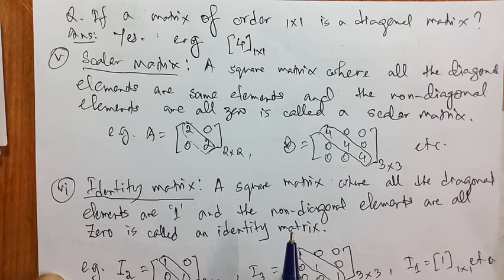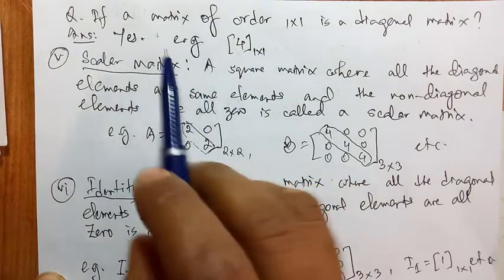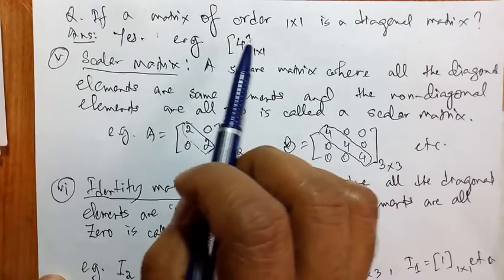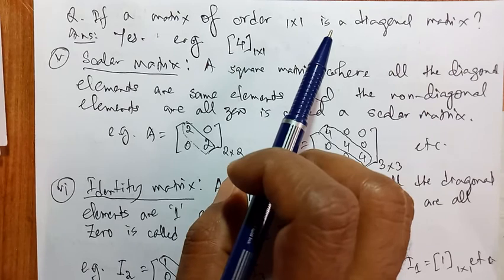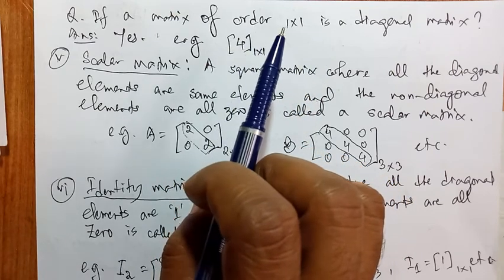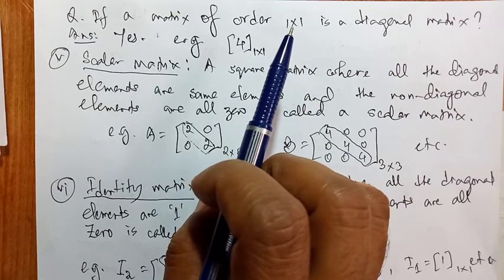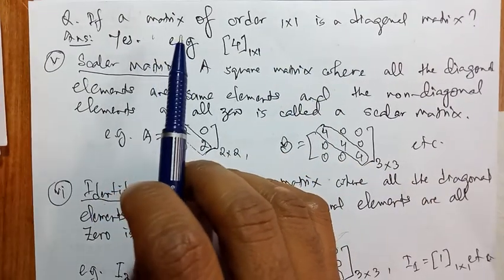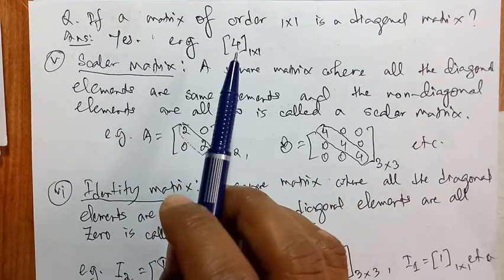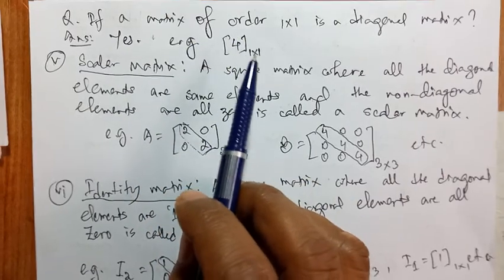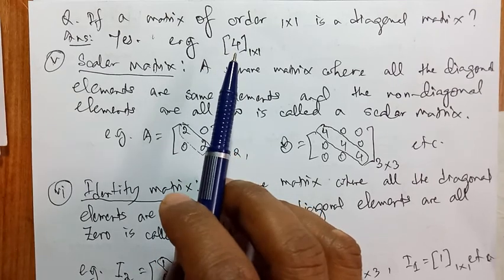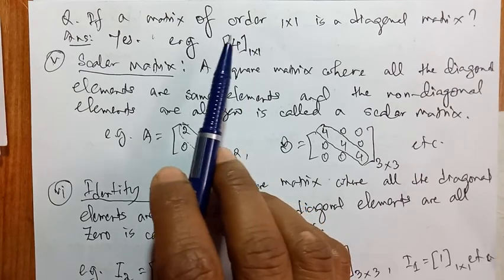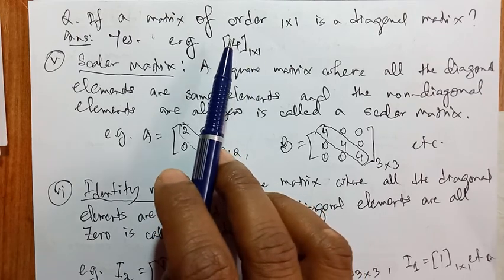Okay, now students, take one question: is a matrix of order 1 by 1 a diagonal matrix? A matrix of order 1 by 1 means the matrix has only one element. The answer will be yes. For example, you see the matrix containing the element 4, which is of order 1 by 1. So we can say this matrix is also a diagonal matrix.